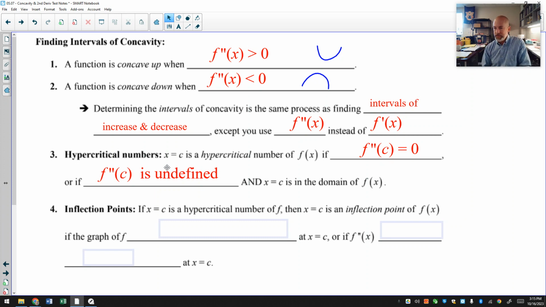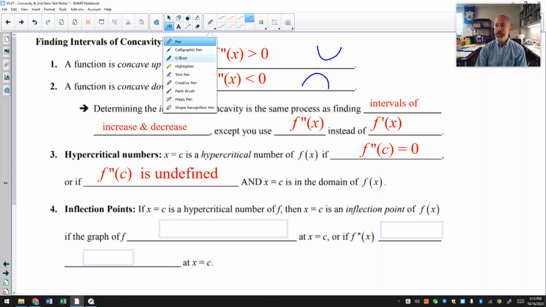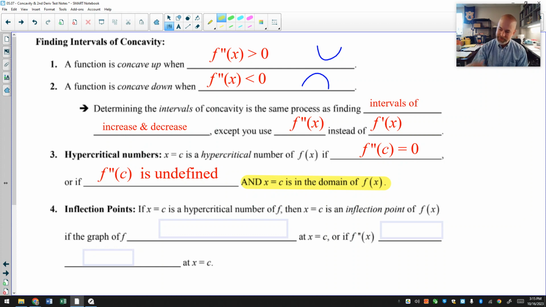Do keep in mind that all critical and hypercritical numbers must actually be in the domain of the function. So just double check that. Times when that can be something to think about are when you have square roots or natural log functions.